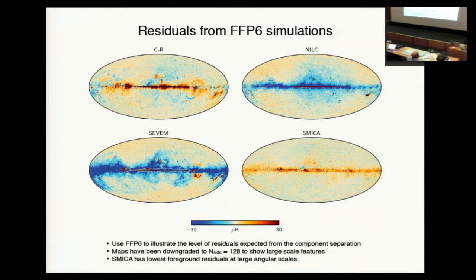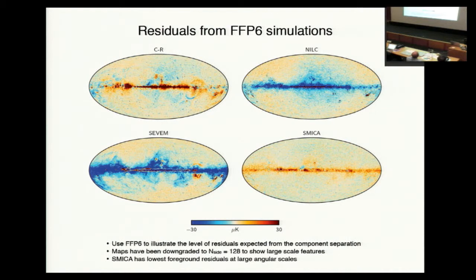So this is the CMB map from the output of the method. We've subtracted off the CMB map, which is propagated through each of the pipelines. So this is all of the residual contributions to the maps, the residual foregrounds and the noise. And you can see that in general, we're doing reasonably well outside the galactic plane. SMICA, this code here, has the smallest residuals at large angular scales.